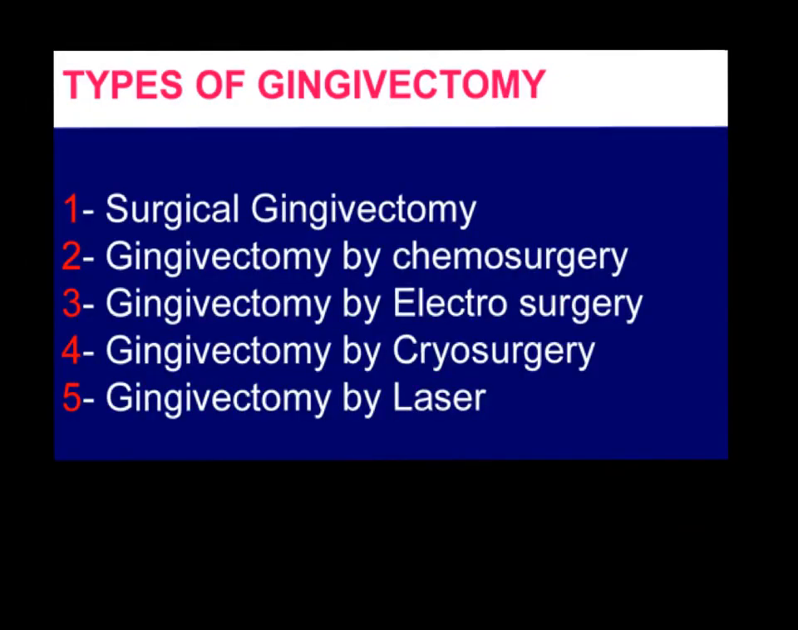Types of gingivectomy. We have 5 main types. First of all, we have surgical gingivectomy, which means the gingivectomy done by hand with a hand skill, and gingivectomy by chemosurgery, and gingivectomy by electrosurgery. Fourth, gingivectomy by cryosurgery, and finally gingivectomy by laser.